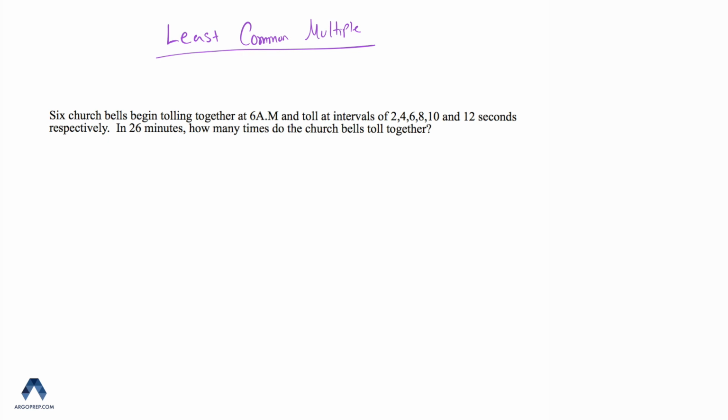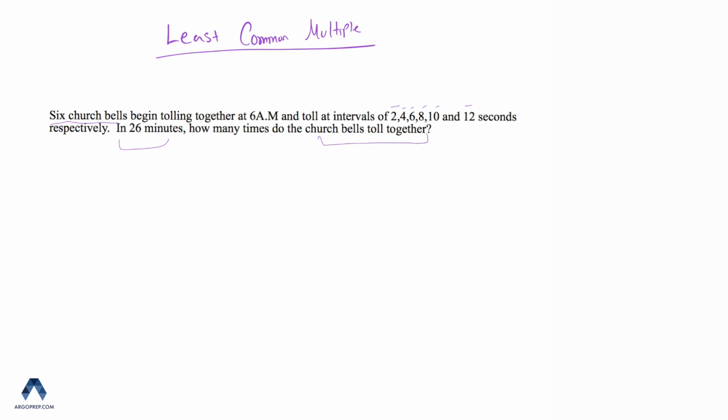Okay, well, this is a word problem and you have to find out the least common multiple to help you solve this question. So I have 6 church bells and they are tolling. One of them is tolling at 2 seconds, 4 seconds, 6, 8, 10, and 12 seconds, respectively, over and over again. The question is asking, in 26 minutes, how many times do the church bells toll together?